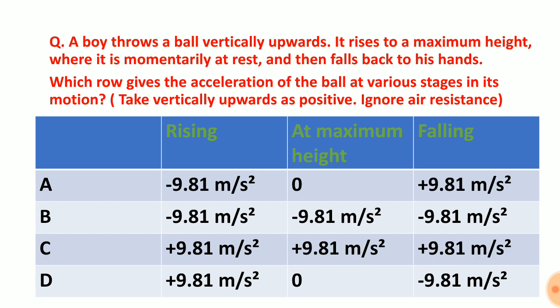Now which row gives the acceleration of the ball at various stages of its motion? We need to take the vertically upward direction as the positive direction, and we need to ignore the air resistance. Now we need to find the answer among A, B, C. We need to generalize. We need to know the idea about the direction of acceleration.